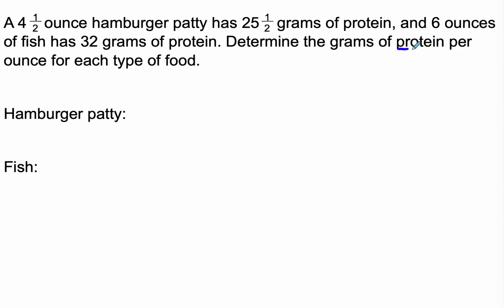Okay, so here's the order we're dividing. Protein per ounce. So protein comes first. We're going to start with hamburger patty. So we have 25.5 divided by, and this is grams. I guess I should have said grams of protein per ounce. 25.5 grams, and then 4.5 ounces. Okay, so now we need to divide 25.5 divided by 4.5.